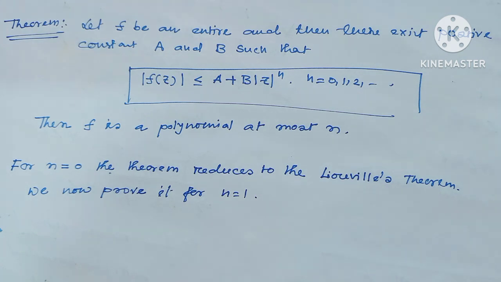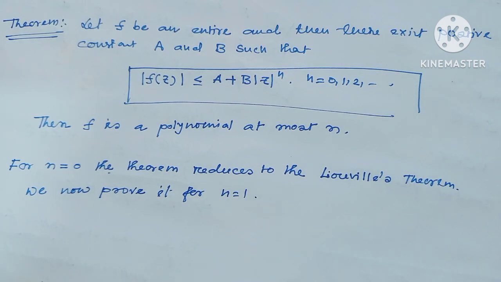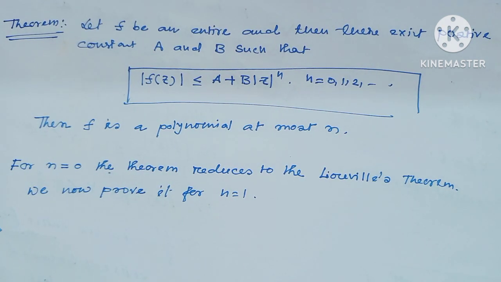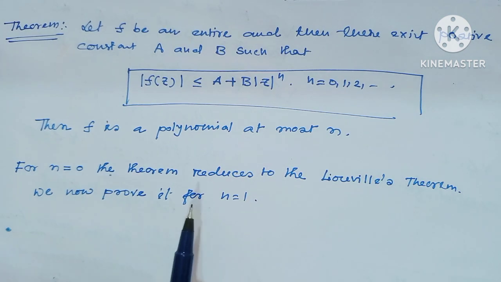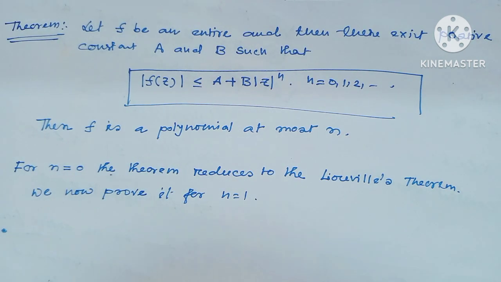Now I will see what the generalized Liouville's theorem is. Let f be an entire function, and suppose there exist positive constants a and b such that the absolute value of f(z) is less than or equal to a plus b|z|^n, where n equals 0, 1, 2, and so on. Then this implies f is a polynomial of degree at most n. When n equals 0, the theorem reduces to Liouville's theorem.